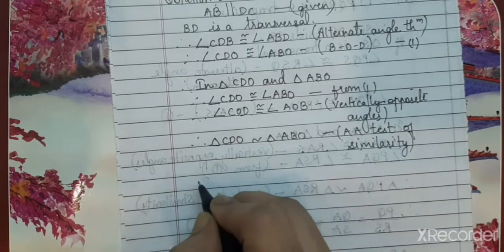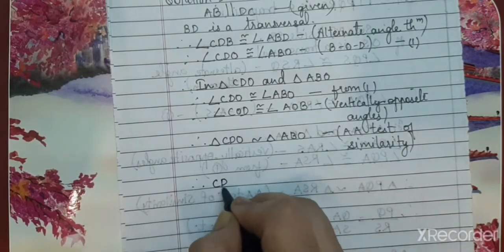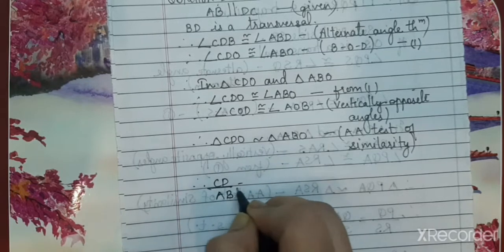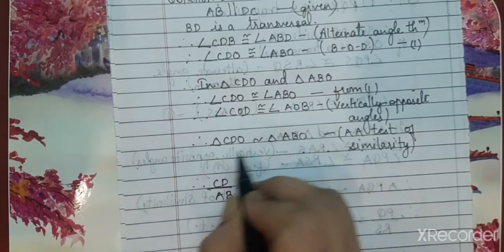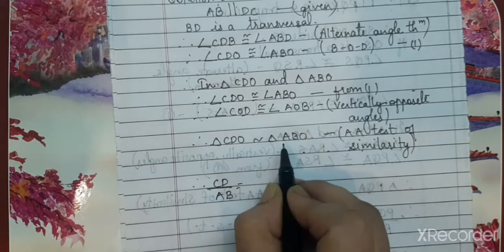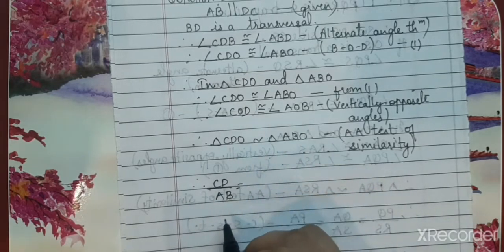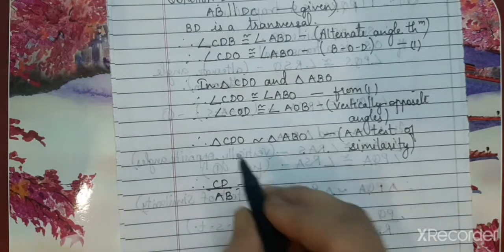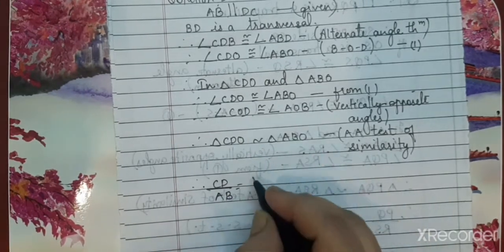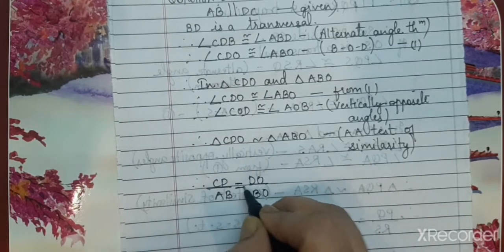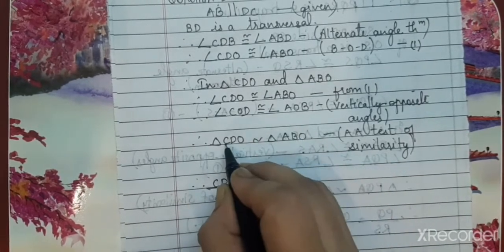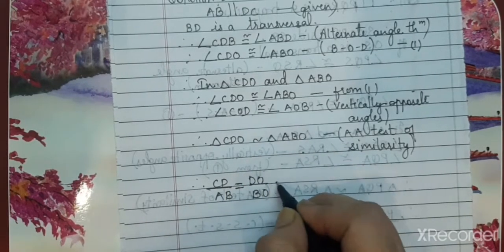Now, therefore, CD upon AB, you can write from these names. If you have written according to one-to-one correspondence, directly from here you can write the proportional sides. You don't need to look in the figure. So, CD upon AB, DO upon BO, and CO upon AO.